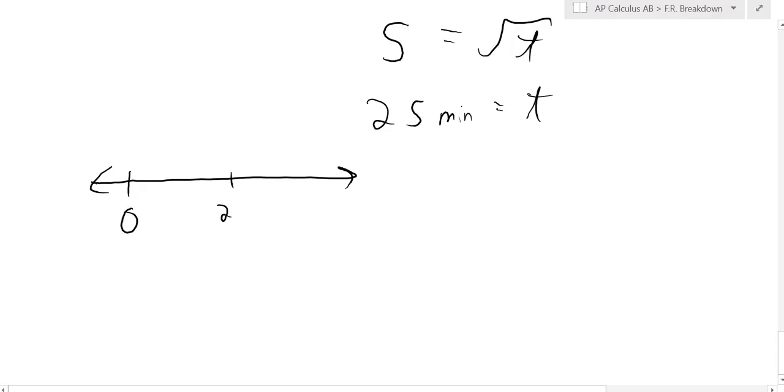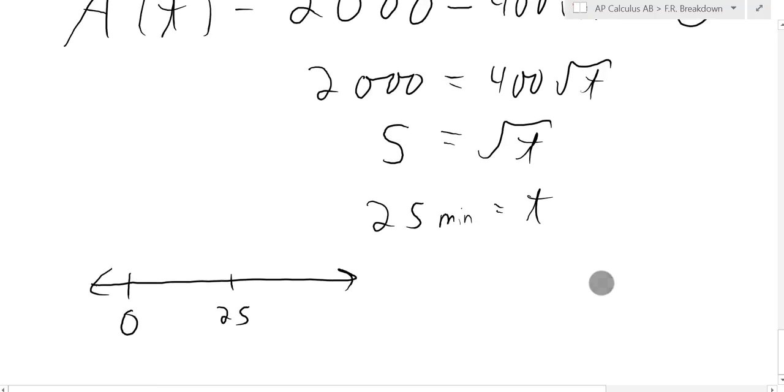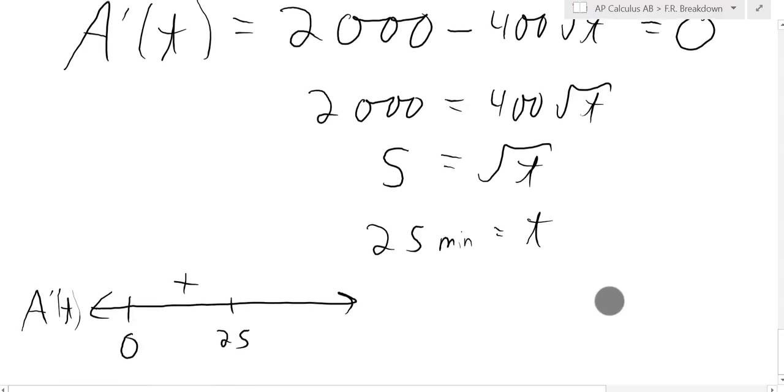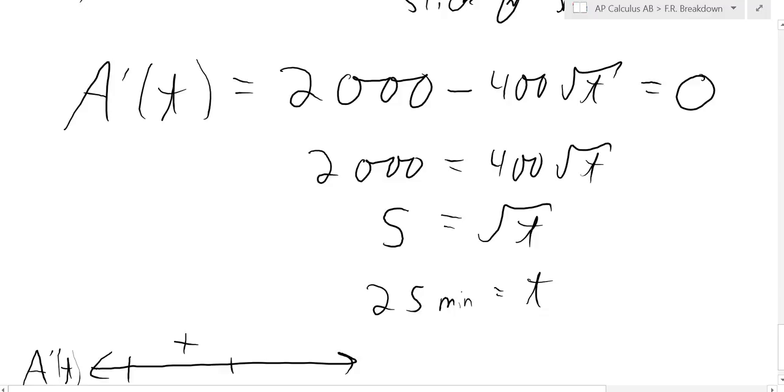We know our only critical number is 25. If I take a number less than 25, like 1, and plug it into my derivative, we get a positive value. Cool? So the derivative, which I'm going to call A prime of t, is positive there. If you plug in a number bigger than 25, something we can take the square root of, like 36, you're going to get that this is negative.